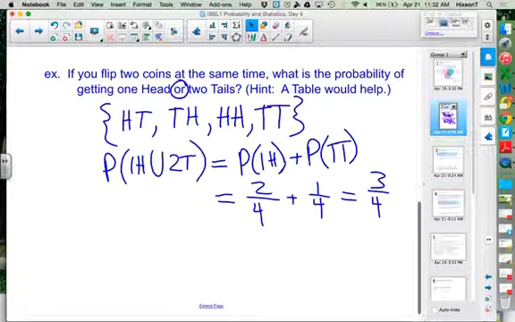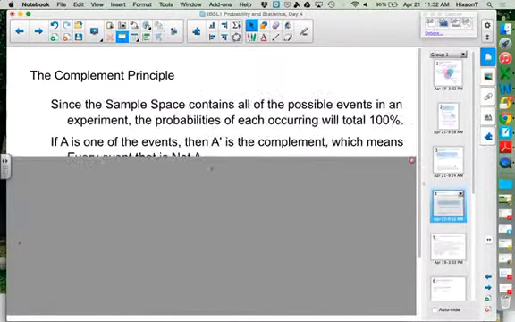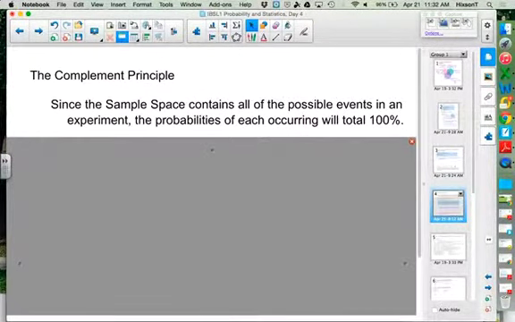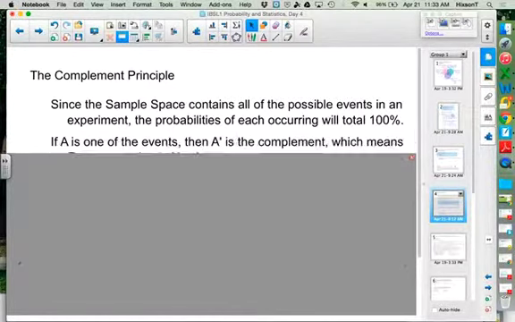I'm gonna skip independent and deal with our last concept here real quickly because it's actually a very, very simple concept that we have enough time for. All right, the complement principle. Since the sample space contains all the possible events in an experiment, the probabilities of each of them occurring has to end up being 100%, because that's everything that could happen. So what's the probability of something happening? It's 100%.